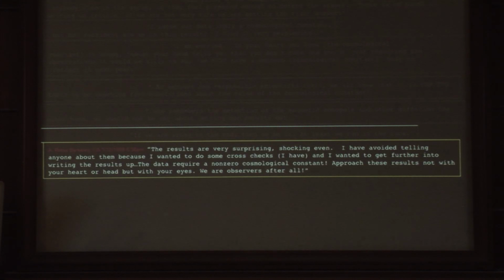Adam Riess, now back from his wedding, ready to go on honeymoon: The results are very surprising, shocking even. I've avoided telling anyone about them because I wanted to do some cross-checks. I have, and I wanted to get further into writing up the results. The data require a non-zero cosmological constant. Approach these results not with your heart or your head, but with your eyes. We are observers after all.